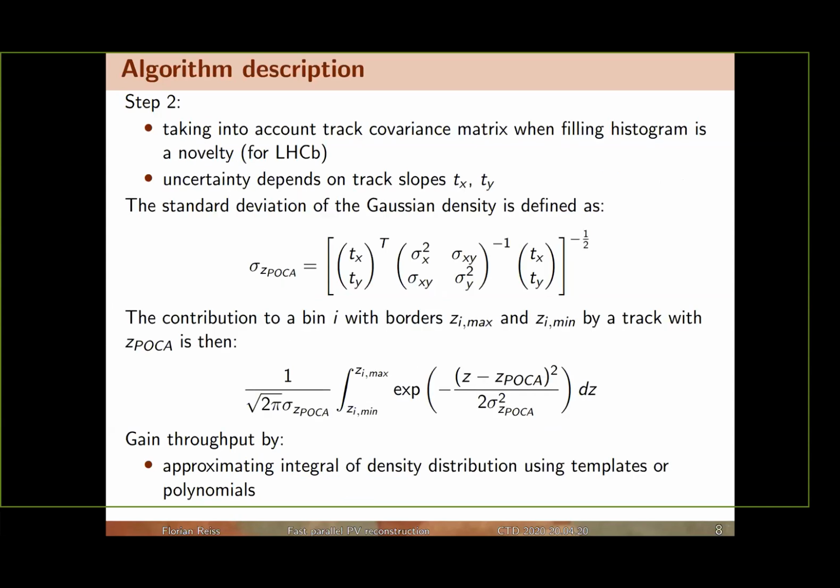So as I said, this density distribution takes into account the track covariance matrix, and this is kind of new for LHCb, explicitly taking this error into account. This uncertainty is also dependent on the track slopes Tx and Ty in the x and y direction, according to this formula I put here. The contribution to a certain bin in the histogram is of course given by integrating this Gaussian density. To make it faster, we approximate this integral by using templates, or approximating the Gaussian with polynomials.